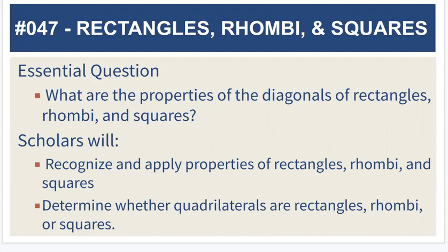Okay. All right. So our question is, what are the properties of diagonals of rectangles, rhombi, and squares? And then we will recognize and apply properties of those rectangles, rhombi, and squares, and then determine whether quadrilaterals are a rectangle, a rhombus, or a square.